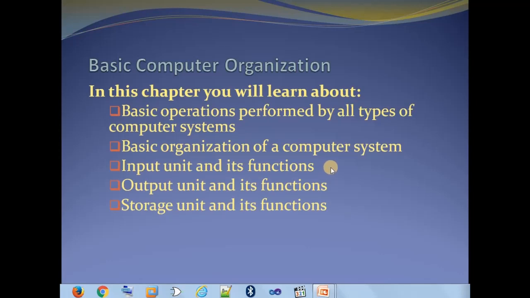So the main important thing that we need to understand in this topic is the block diagram of computer system, how actually the computer performs, what communication happens with different input output devices, and how the processing takes place. We'll study with some examples.